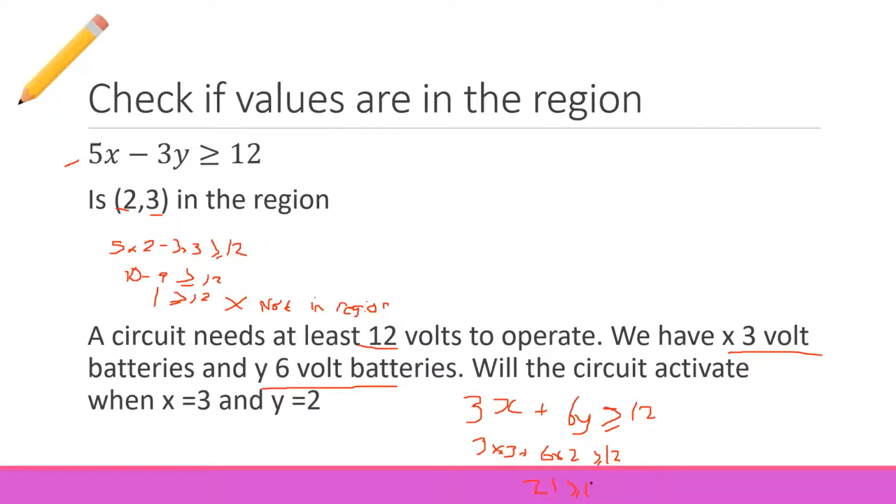Yes, it is. So therefore, this will activate the battery. The circuit will activate because we've got more than 12 volts. So that would work, and that's how we can substitute these things in. And the whole point of this section here is to check the values in the region.